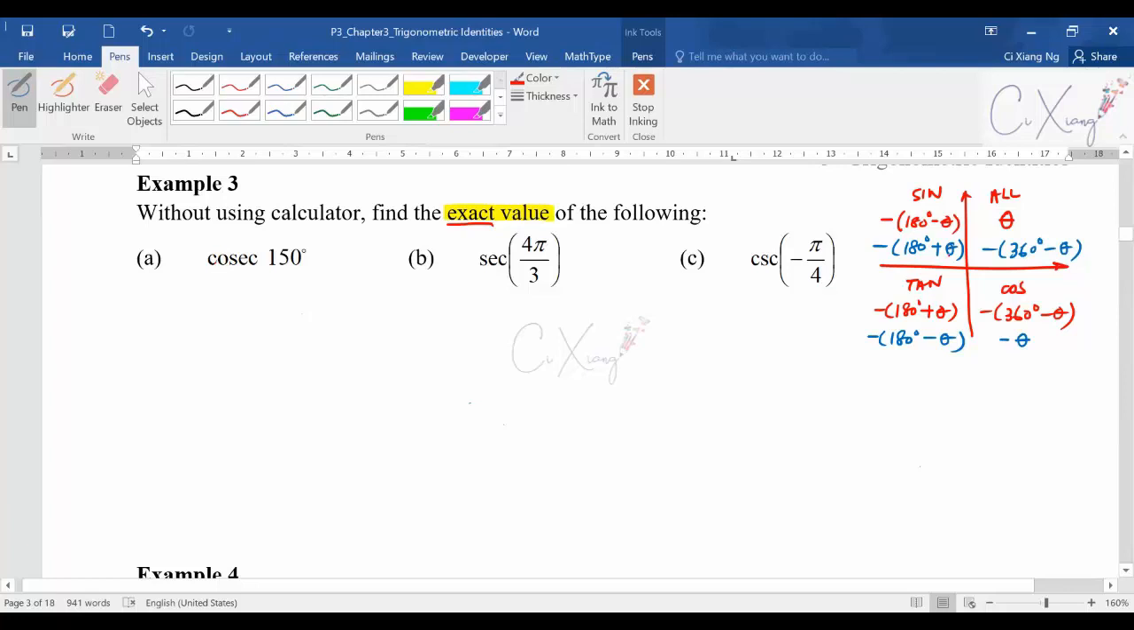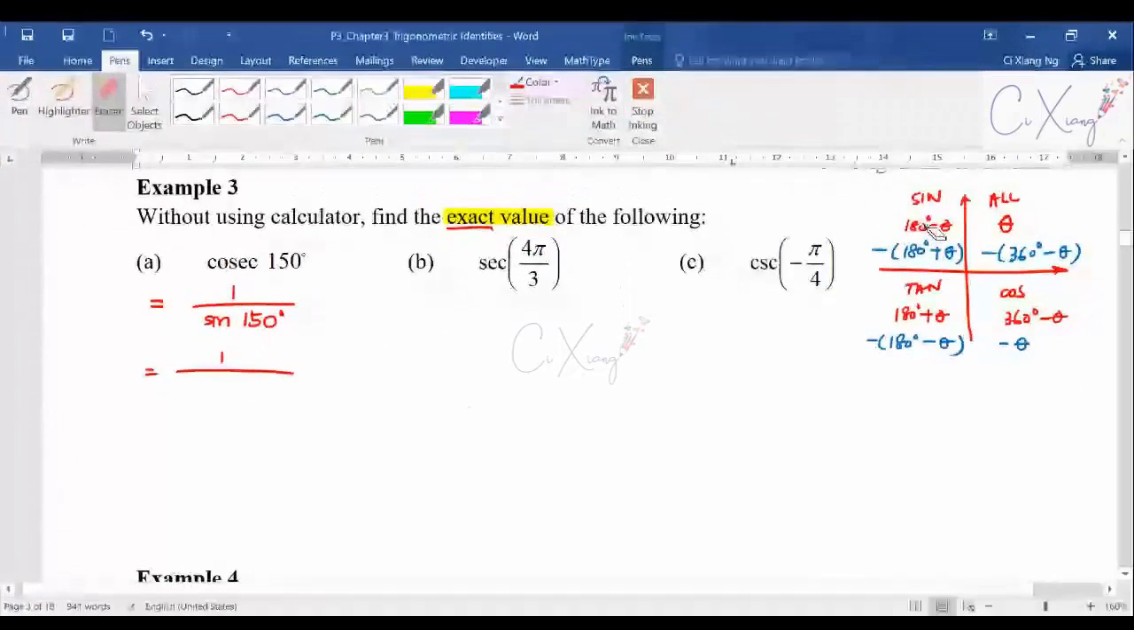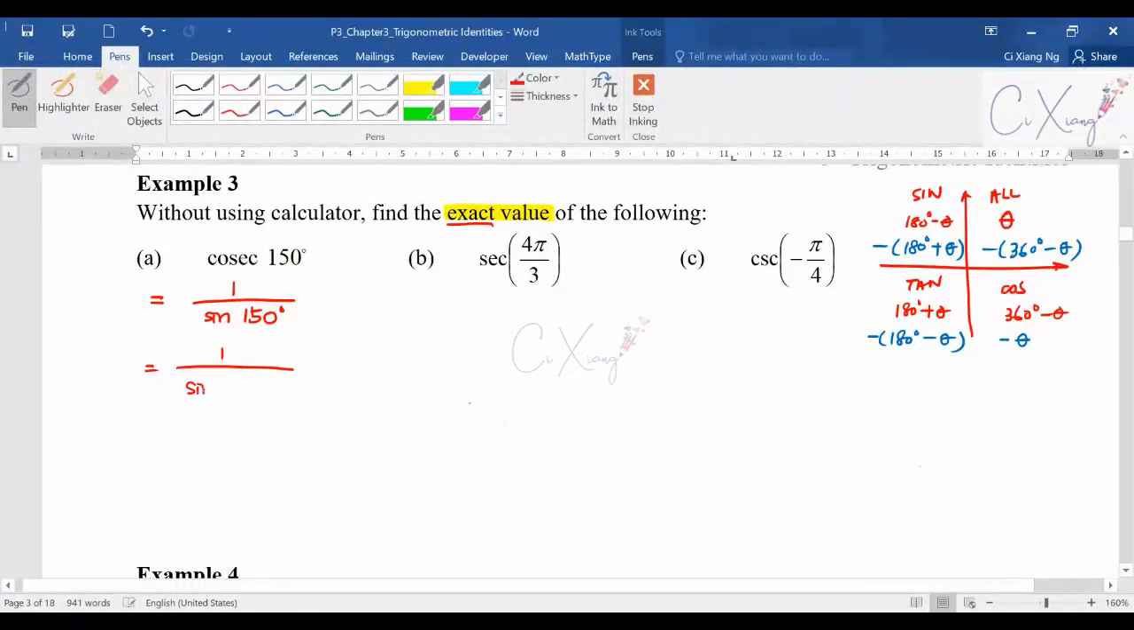Let's say as an example, how are we going to use this summary graph to find out cosecant 150? Generally I will first change it to become 1 over sine 150. Sine 150, 150 is in which quadrant? It's in the second quadrant, right? Sorry, I made a mistake here. For the red color part, there shouldn't be any negative value. So 150 is in the second quadrant, and the second quadrant is 180 minus theta. So when you write it out, it should be sine of 180 minus 30, correct? To get 150, the theta is 30.